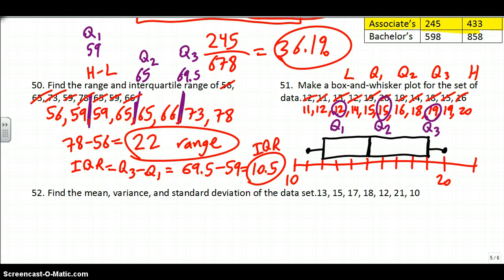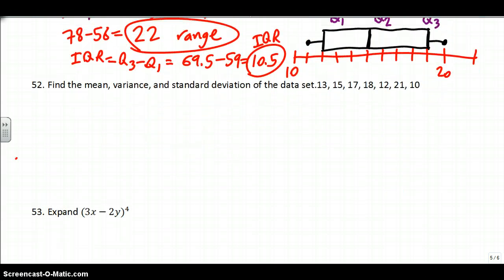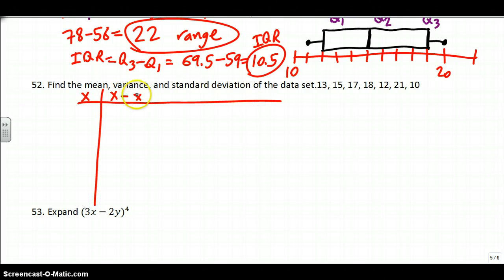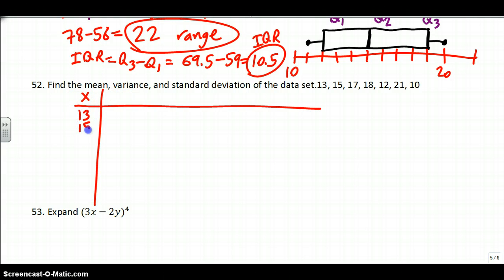Let's see, we got a little time left. So, find the mean, variance, and standard deviation of the data set. Okay. Standard deviation. I like to make a little table. Okay. Let's see, you do X. So let's first get our data on here. 13, 15, 17, 18, 12, 21, and 10.